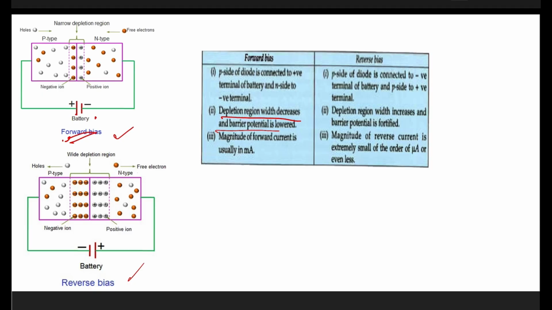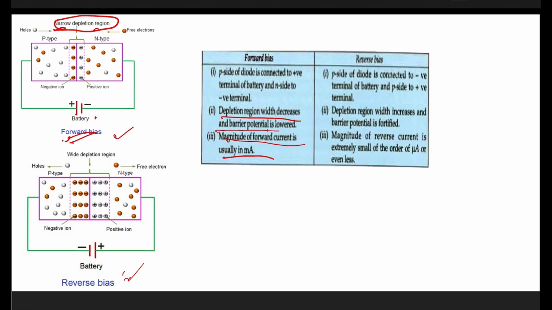When it is forward biased, more current will be flowing as more charge carriers will be diffusing through the junction and recombination happens. And the magnitude of the forward current will be in the milliampere range. Here the depletion region width will be narrower and the barrier potential will also be lowered. Now we can move on to the reverse bias.